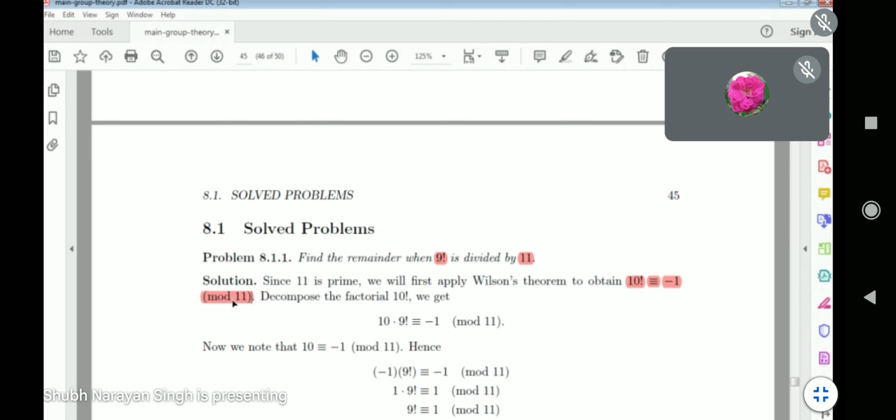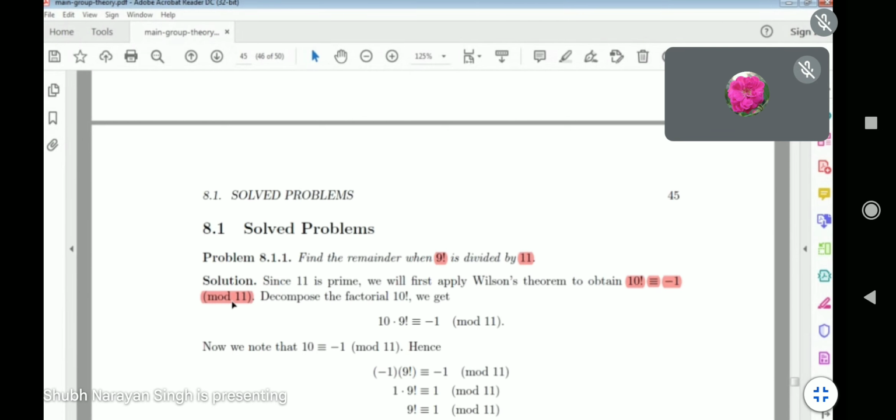Minus 1 cannot be the remainder. You know the remainder is always a positive number. 10, yes, thank you. 10 is the remainder because minus 1 is equivalent to 10 in the modulo 11 system. That's why your remainder is 10 when you divide 10 factorial by 11. So don't write minus 1 as a remainder. Remainder cannot be a negative number.